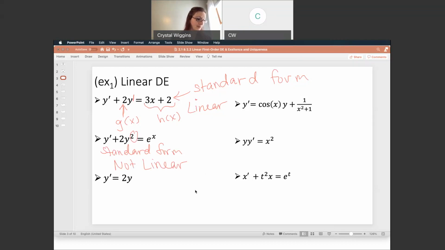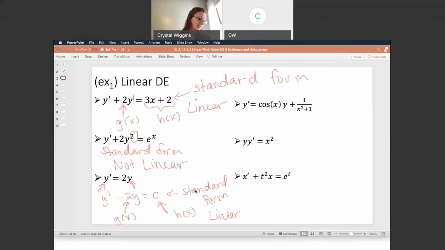For this third example, let's first write it in standard form. The reason I know it's not in standard form is because the y is on the other side of the equal sign from the derivative. And in standard form, they are on the same side. So if I subtract that over, I get y prime minus 2y is equal to 0. So now this is standard form. I can identify the negative 2 as my g of x function, the 0 as my h of x function, and I see that the y is to the first power, making it linear. And it is first order because there's only the first derivative involved.